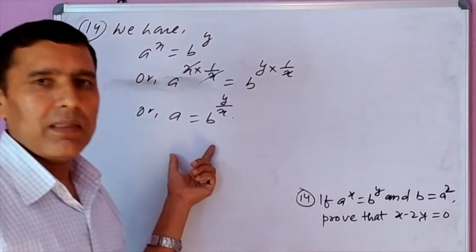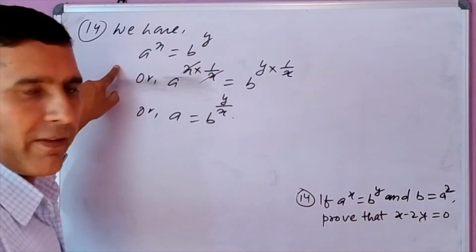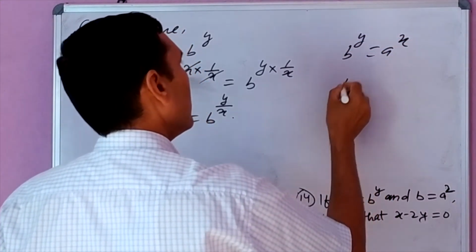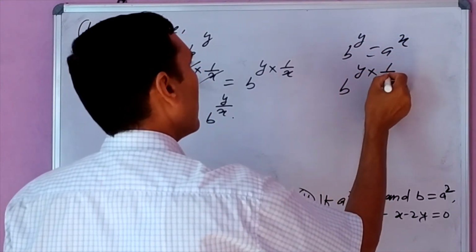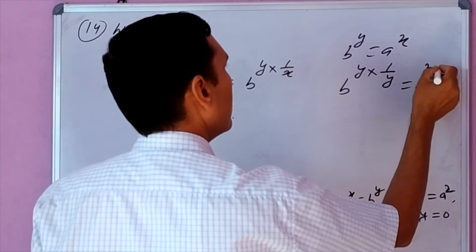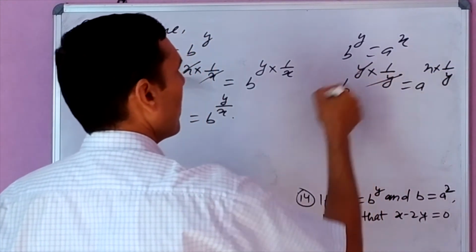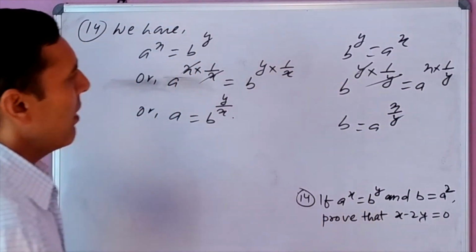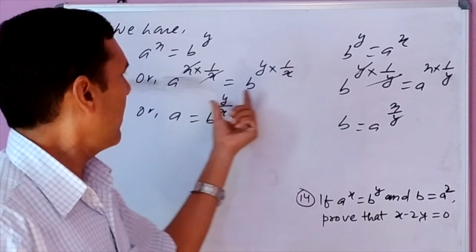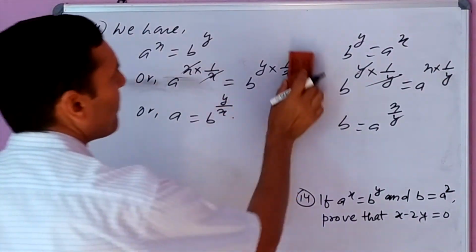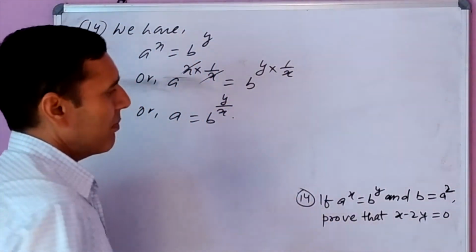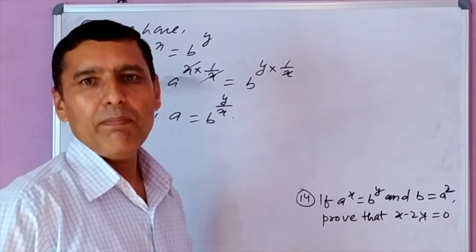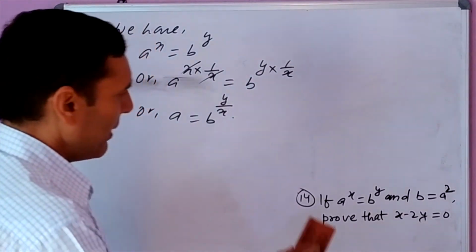Now with the help of this relation, we can express b also in terms of a, no problem. b to the power y is equal to a to the power x. If we multiply this by 1 upon y, a to the power x into 1 upon y, this y will be cancelled. b is equal to a to the power x upon y. In this way, we can express b in terms of a, or in this way a in terms of b. So that from the second condition b is equal to a square, we will get the same base on both sides, so that we can equate the power.